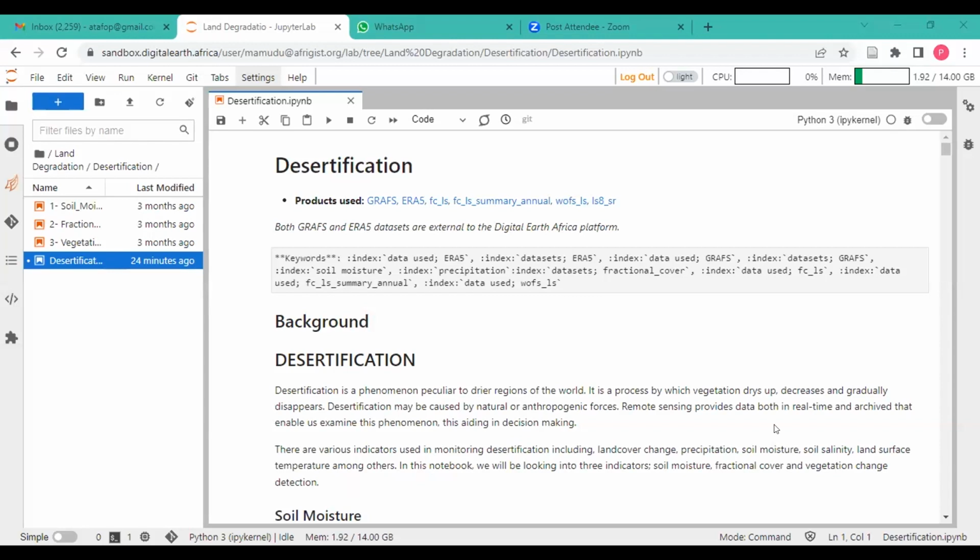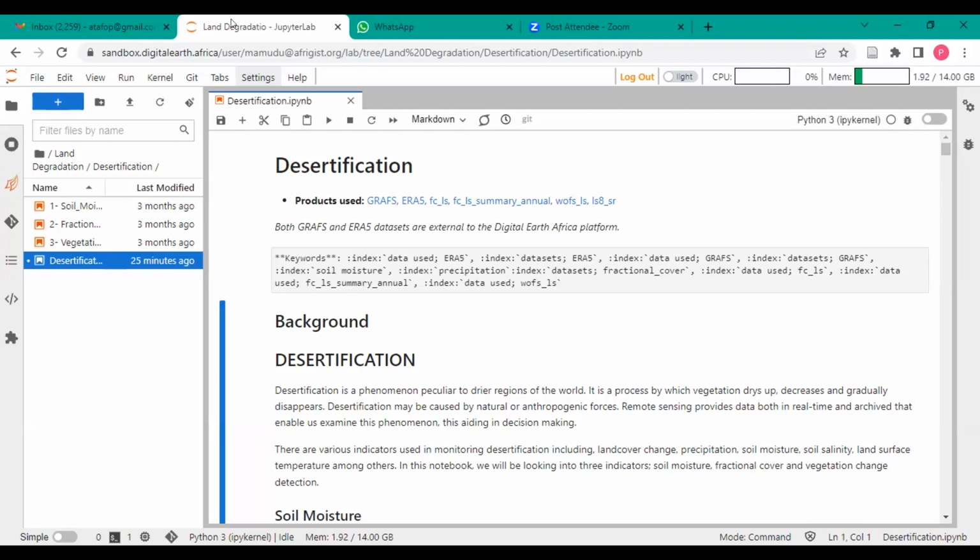Desertification, basically, we know is a phenomenon of drier regions of the world whereby vegetation dries up. We have a decrease in vegetation, loss of water and all other features that relate to dryness, right? And so it becomes important to study this because we see that it's affecting livelihoods and people in various parts of the world, especially in the drier regions of Africa.